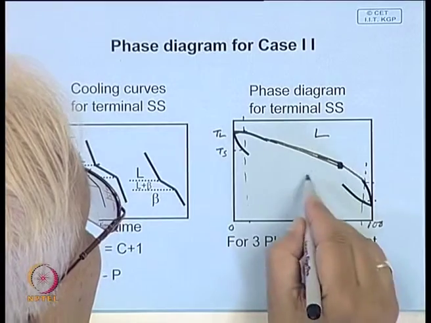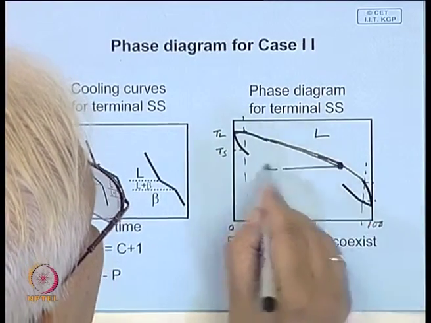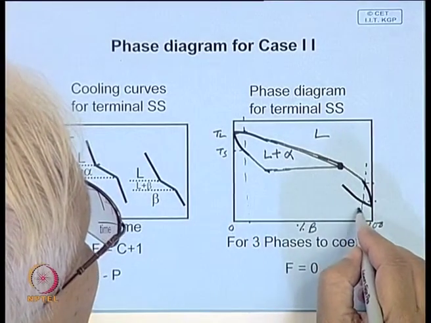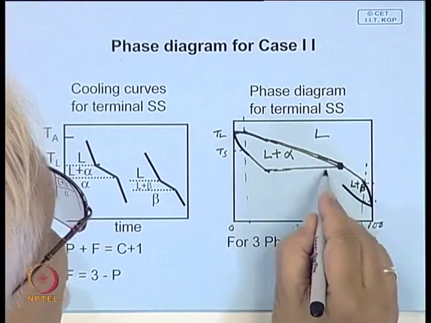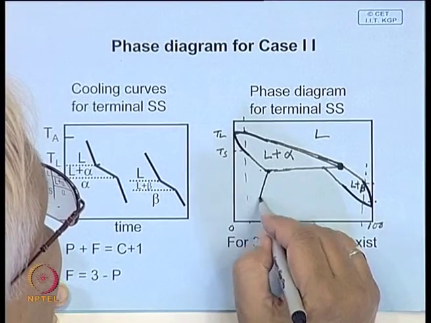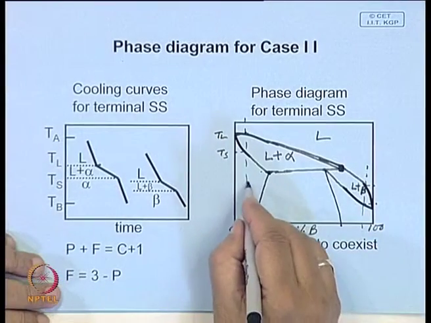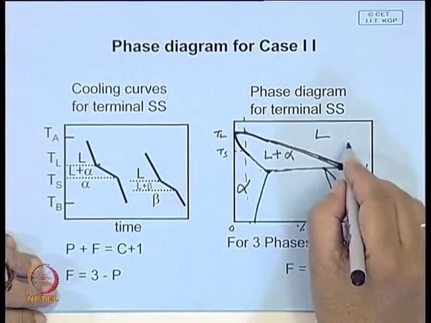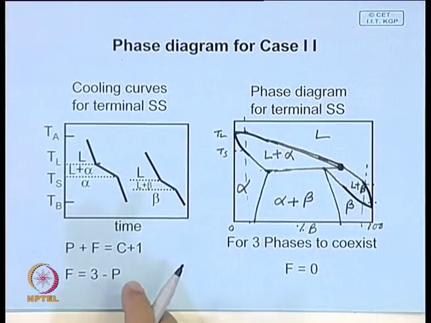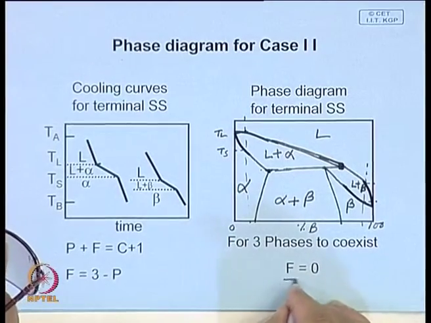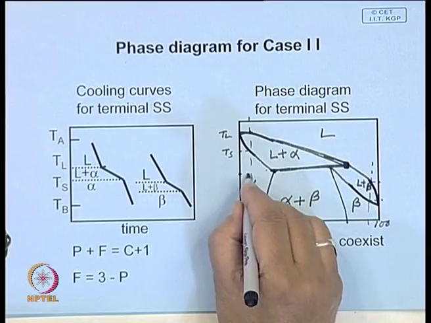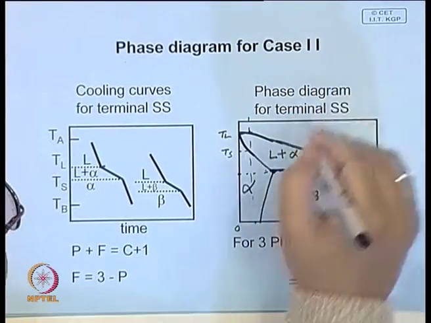Now, when these liquid lines join, you will get a condition something like this. Here you have liquid plus alpha, here you have liquid plus beta. So, there will be some temperature in between where 3 phases will coexist, and your phase diagram may look like this. So, this part is alpha, this is beta, this portion is liquid, here you have alpha, here you have beta. Here as well you can see that when 3 phases coexist, degree of freedom is 0. So, that means 3 phases can coexist at a fixed temperature, and this is called a peritectic system.